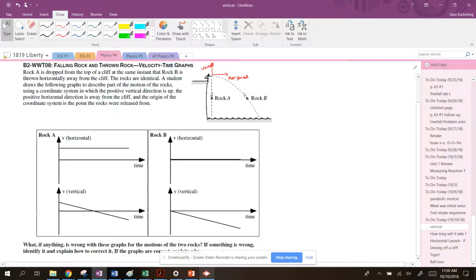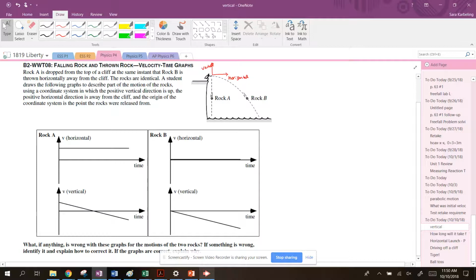Okay. I love this because then I can tell if you really understand it or not, right? Because you have to think through what they did. So I'm going to give you a couple minutes to look at this. You may want to just draw a sketch of this picture so that you remember, and then draw these 4 graphs. So this is rock A, horizontal and vertical. This is rock B, horizontal and vertical. Again, horizontal is the x-axis, vertical is the y-axis.